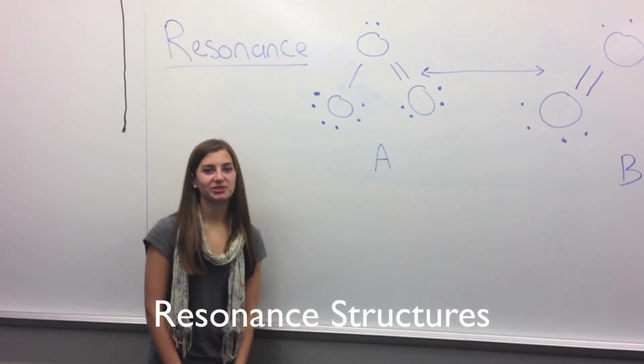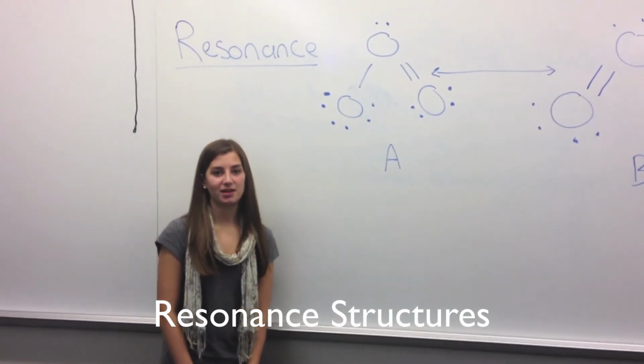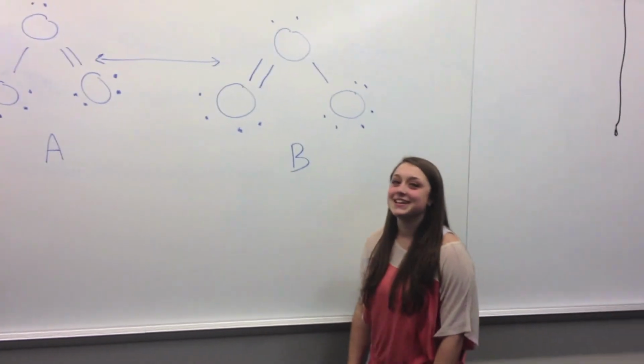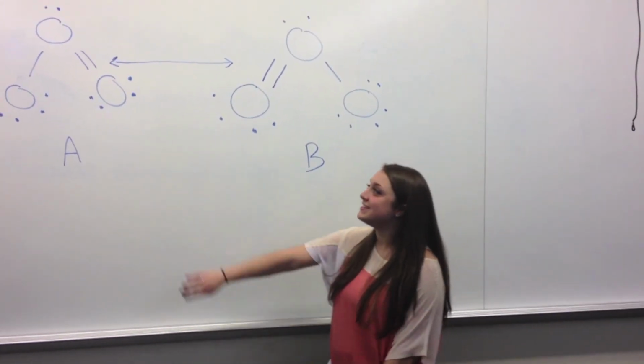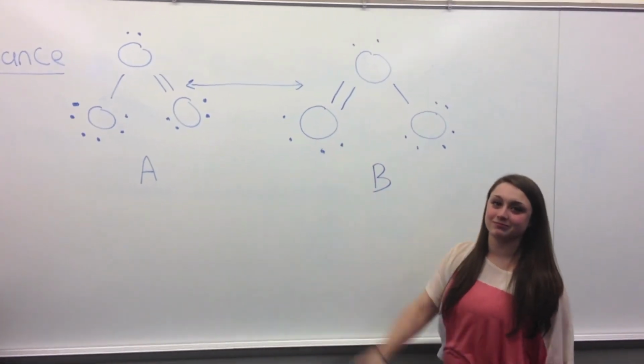Sometimes, when you're drawing Lewis structures, there can be more than one arrangement of bonds and electrons. Take for example O3. As you can see, there's a double bond here, and now the double bond has moved to this oxygen.